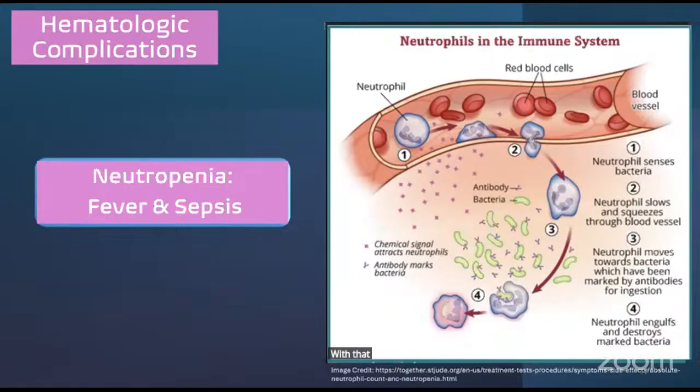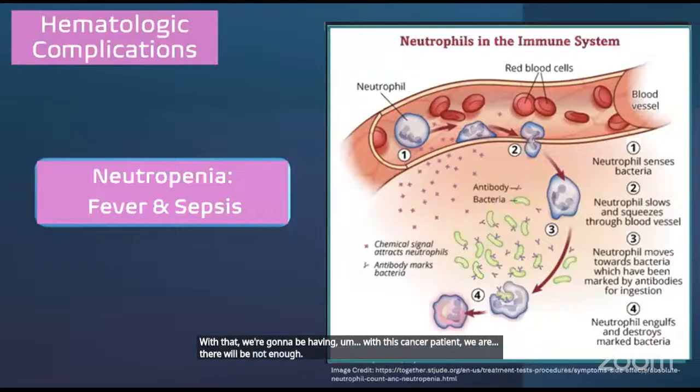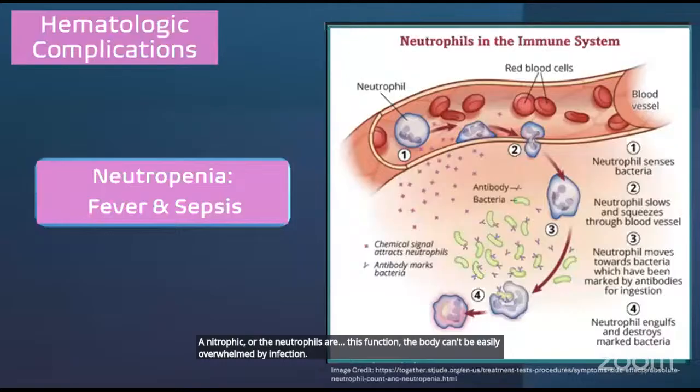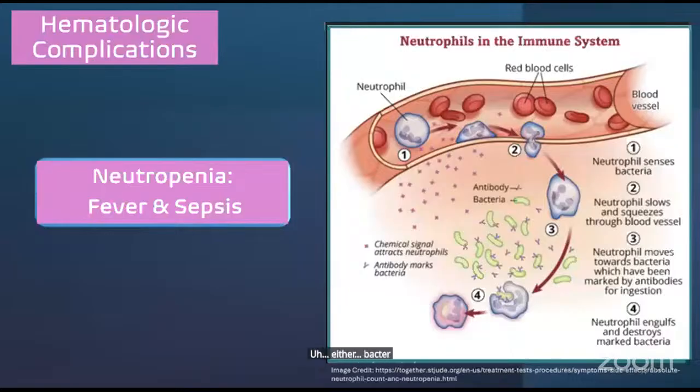With this cancer patient, there will not be enough neutrophils, or the neutrophils are dysfunctional. The body can be easily overwhelmed by infection, either bacterial, viral, or fungal. With that, of course, what we follow up on is fevers. Fever may be the earliest sign of infection in cancer patients. In general, neutropenic fever develops in approximately 5 to 10% of solid tumor patients who are on chemotherapy and are at low risk for medical complications, compared to 20 or 25% of non-leukemic hematologic malignancy patients.